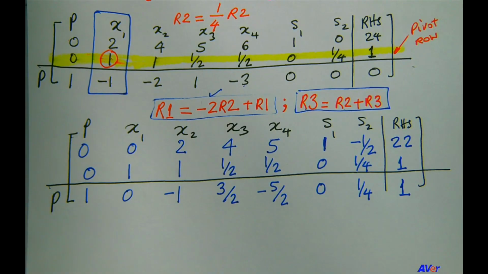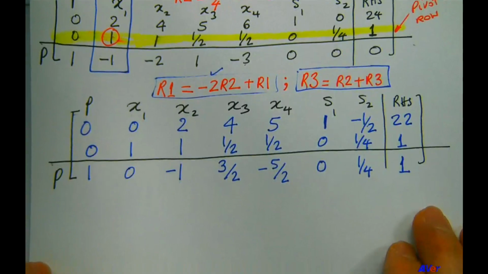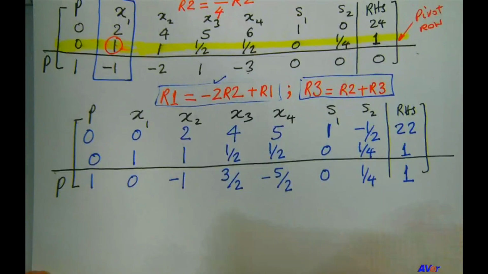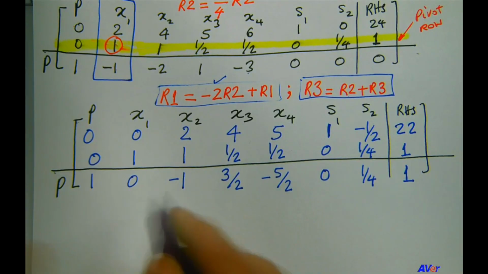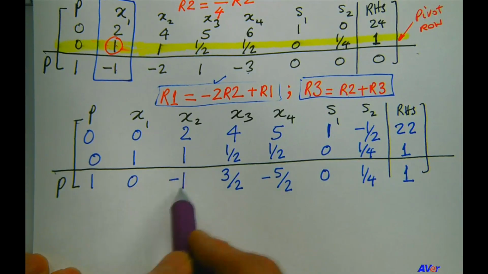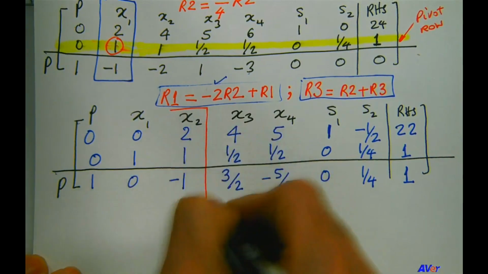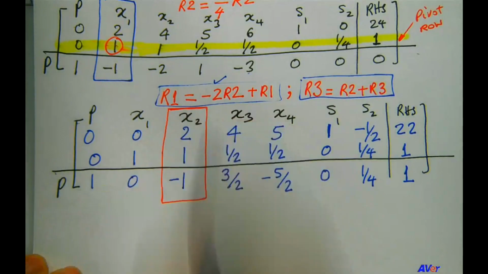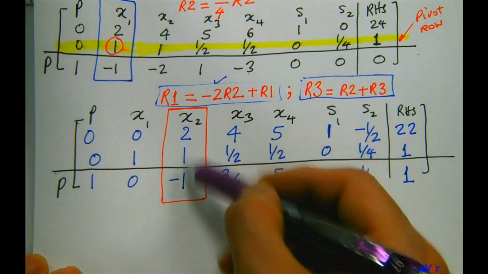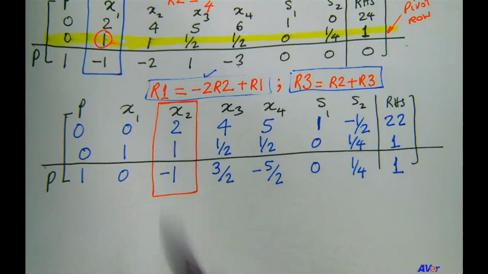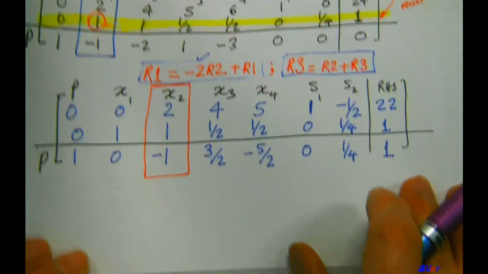No, we're not done, right? We're far, far from it because we have two negative numbers in the objective row. The one in the leftmost column identifies our pivot column. So our pivot element is in this column. Well, both numbers above negative 1 are positive. That means we need to find the smallest ratio.